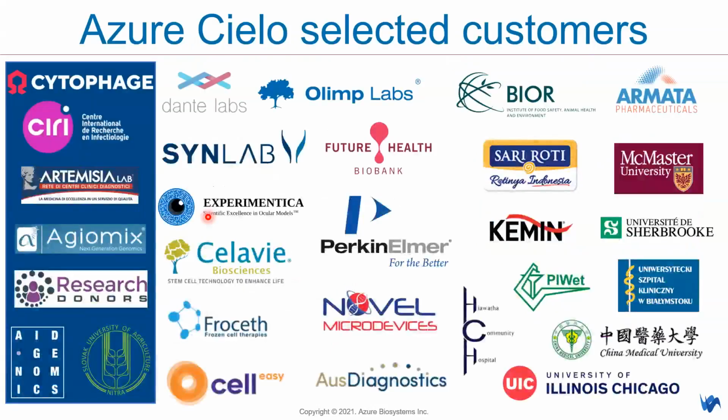Right. So for Azure Cielo, there's a list of selected customers. We have a lot of users all over the globe. We have PerkinElmer, institutions, universities, and even diagnostic labs and developers of kits. Therapeutic kit developers are using Cielo for their validations and even testing. In the Asia Pacific region, we have users from Singapore and Indonesia, and for Taiwan, China Medical University.